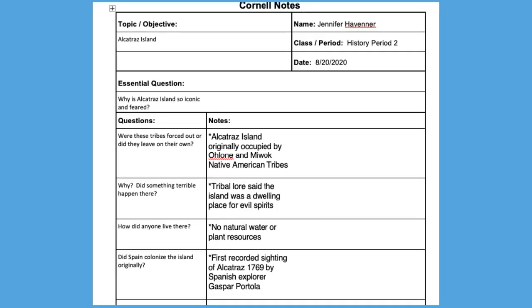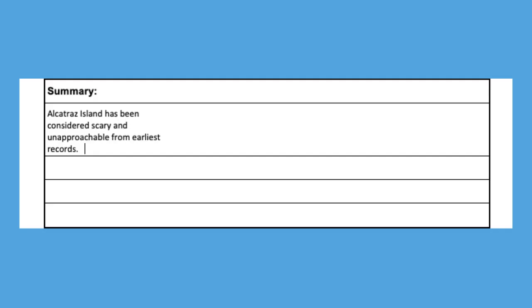Now, under questions, you can make comments as well as questions. These can be things you want to look up later, things that weren't covered in the original presentation, or anything that you might want to ask your instructor about later. And then in that bottom box for the summary, I just wrote a 1-sentence summary of this short piece on Alcatraz Island. Alcatraz Island has been considered scary and unapproachable from earliest records.